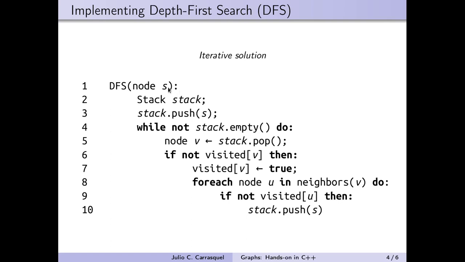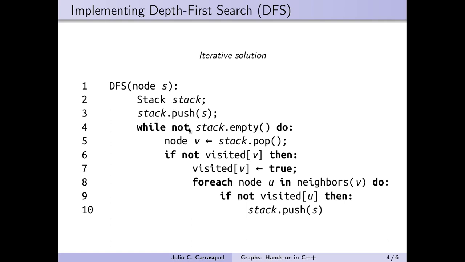So the solution is as follows. As a parameter, we have a node S. This is supposed to be the root node, for example, the node 1, like in our example before. Then we have a stack. Remember, the stack has a LIFO policy, so the last element in is the first one that goes out. Then we push the root node S into this stack.